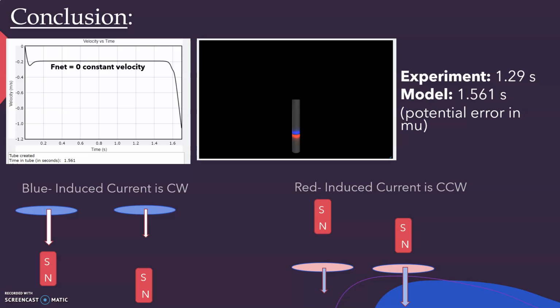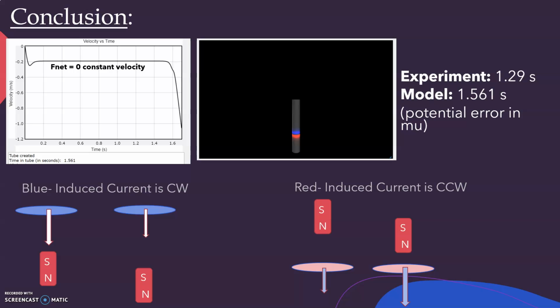So here is my velocity versus time graph, and while the magnet's in the tube, F net is equal to 0, as shown by the constant velocity over time. And in the experiment, I got 1.29 seconds, and the model had 1.561 seconds.